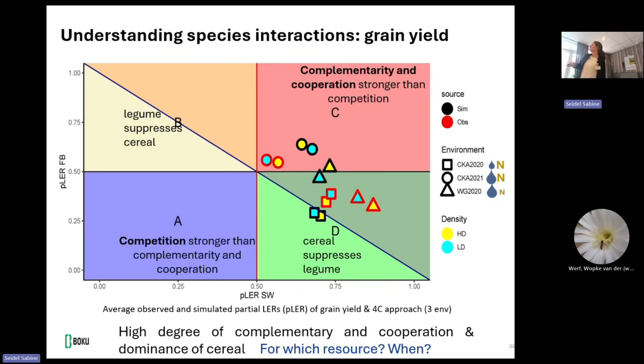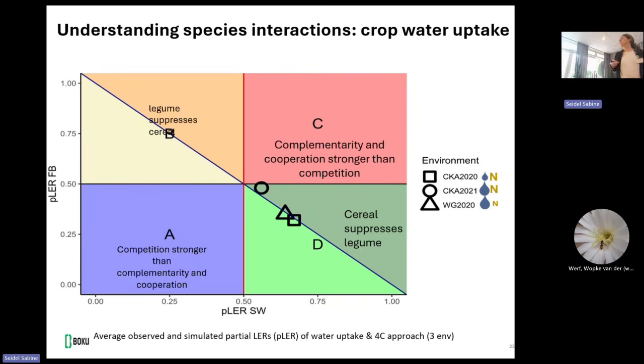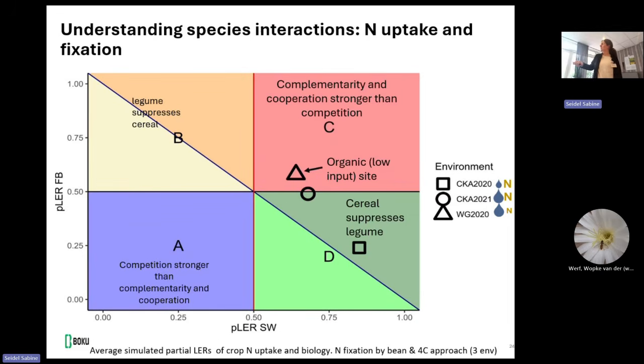But the question is actually which resource they are competing for, and you can have a similar figure also for different resources based on the simulated data. Now we don't have observations here. We have only the simulated data, where you can see here for the crop water uptake, we are all in this area of cereal suppresses the legume. Whereas if we look at N uptake plus N fixation, the picture is a bit different.